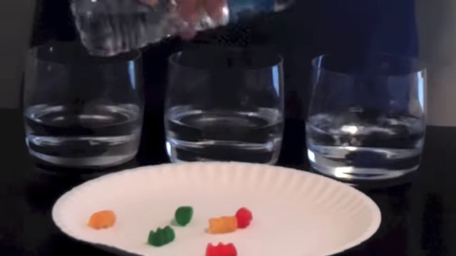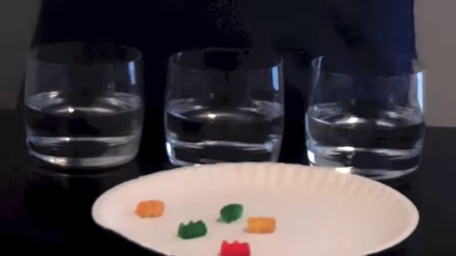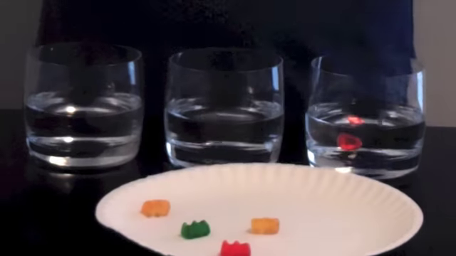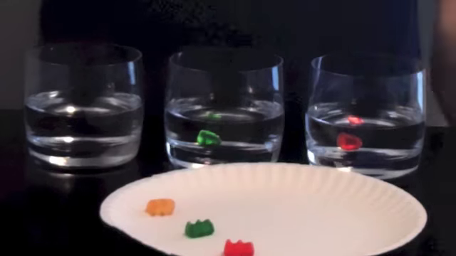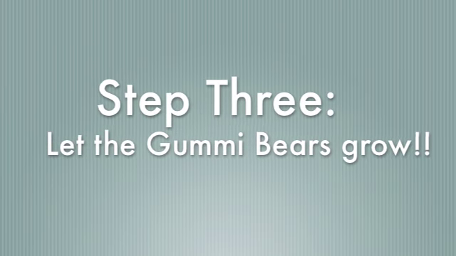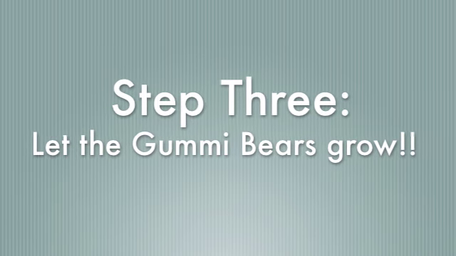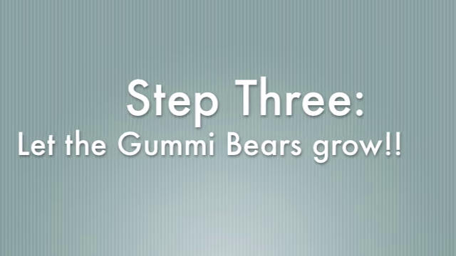At this step, we are going to fill up the 3 cups of water evenly and then place 1 gummy bear in each glass. Over the course of the next 6 hours, you are going to watch how the gummy bears grow in the tap water.